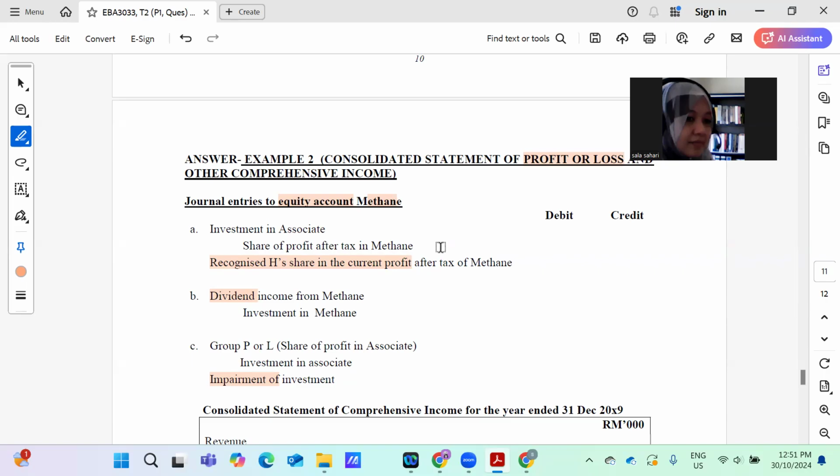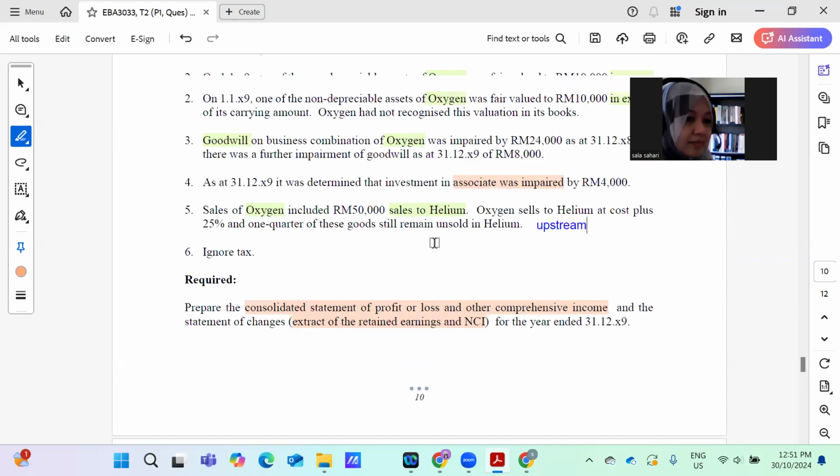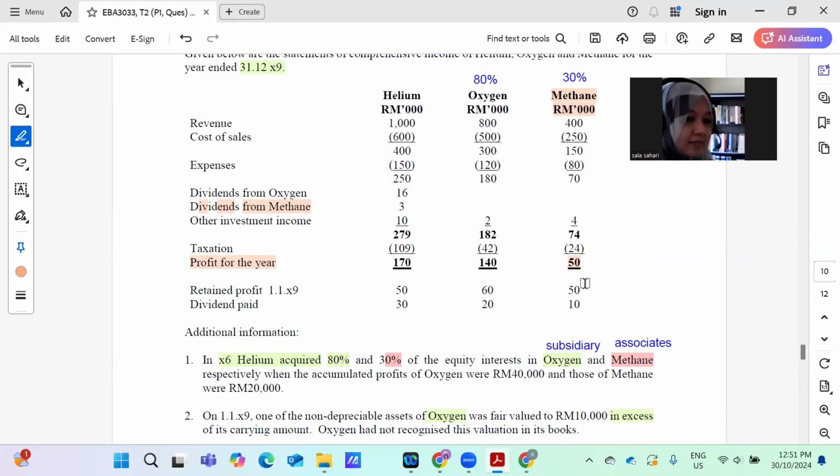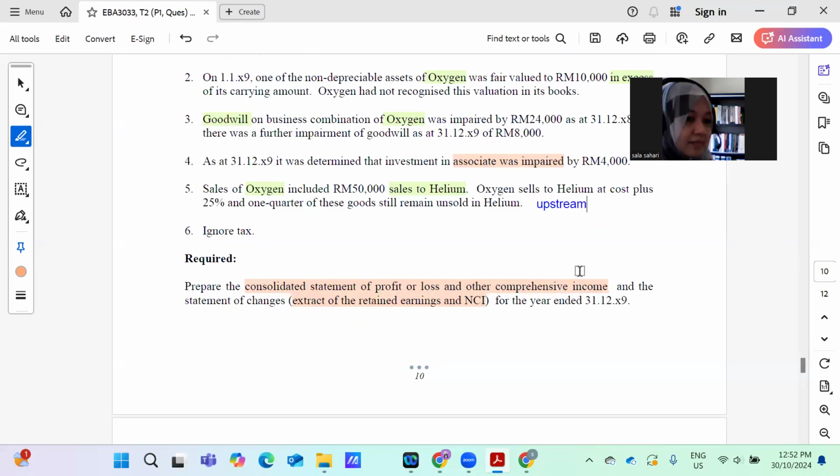So let's see how much is the profit after tax in associate. So profit for the year. So we look here. Profit for the year is in Metin only, which is 50,000. Don't forget to look at this above part, the 1,000 figure. So we take this 50,000.